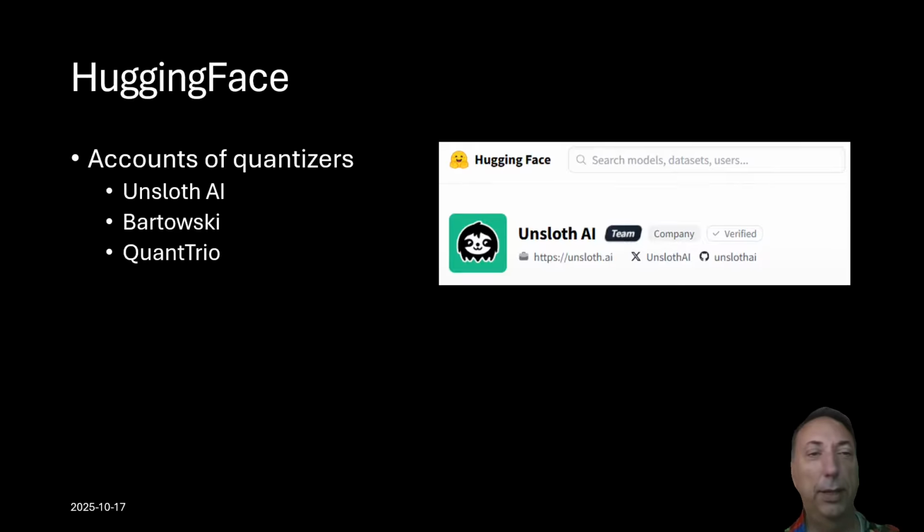Hugging Face is like the GitHub of models. And these are the names of 3 accounts of people who are very aggressive at quickly turning out quantized versions of models as soon as they're released.